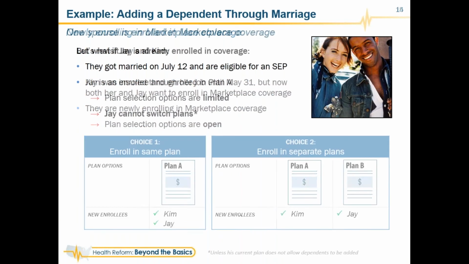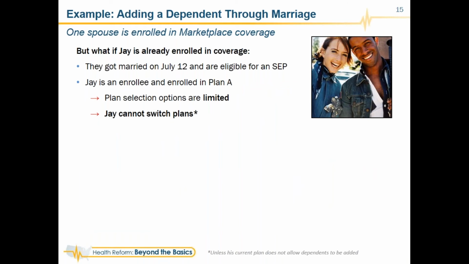But now let's say that Jay wasn't uninsured. Let's say he's enrolled in marketplace coverage when the marriage occurred. Since Jay is currently enrolled in coverage, his plan options are limited.